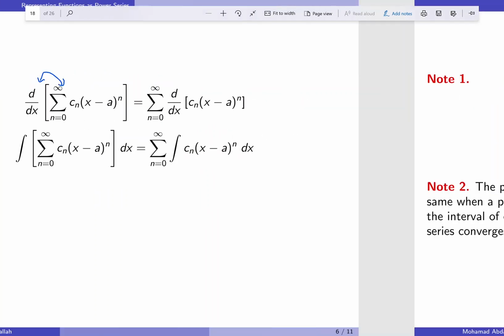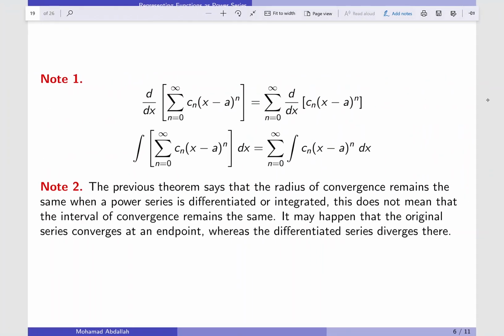Okay. So here I'm saying that the previous theorem says that the radius of convergence remains the same. But this does not mean that the interval of convergence remains the same. What could be different is the endpoints. That's the only difference that we can have, the two endpoints.